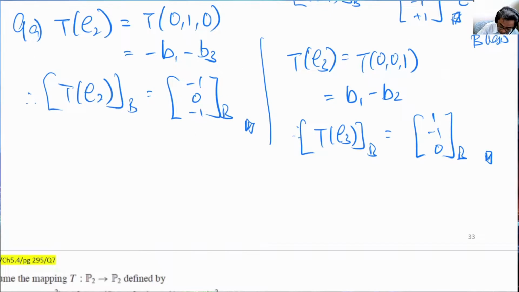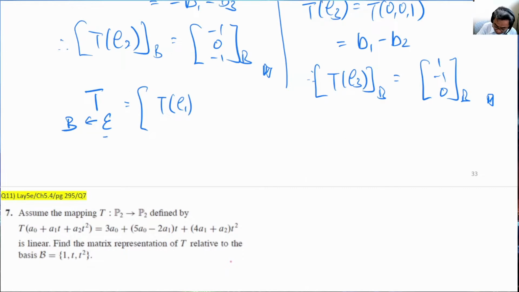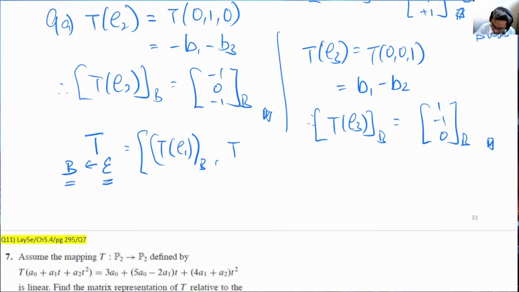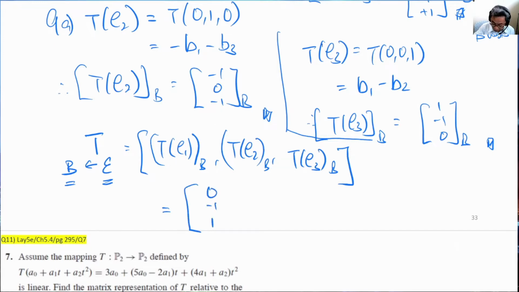We're now ready to write the matrix T from the standard basis to the B basis, which is simply T of E1, we have B here, T of E2, we have B here, and the last one is T of E3, we have B here. And the answer is this matrix: 0, minus 1, 1; minus 1, 0, minus 1; 1, minus 1, 0, from the standard basis to the B basis.